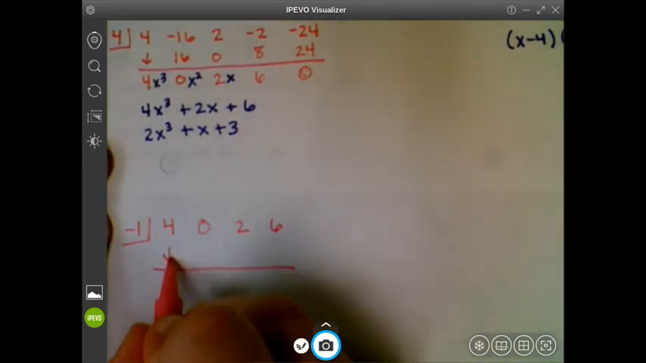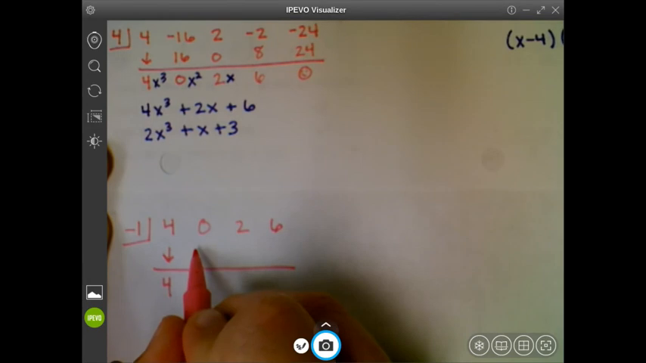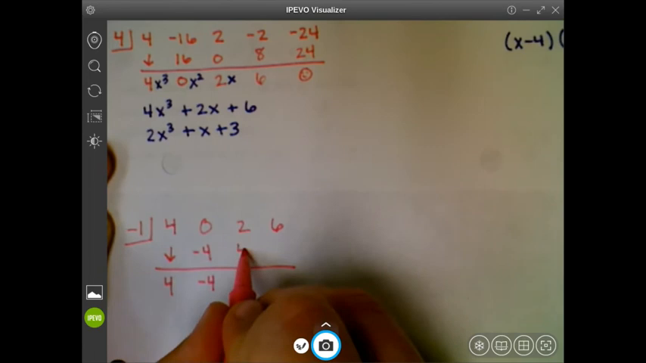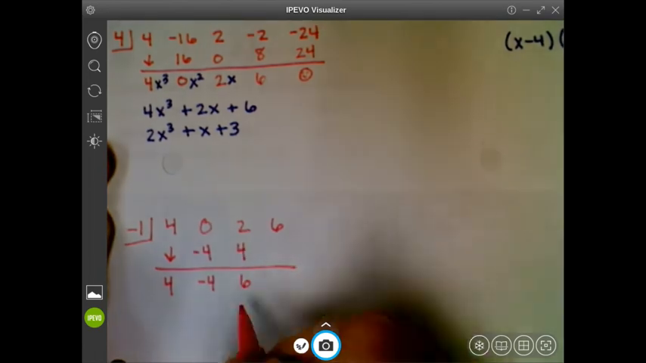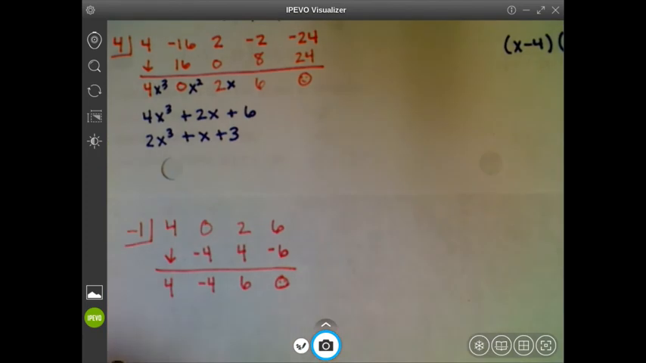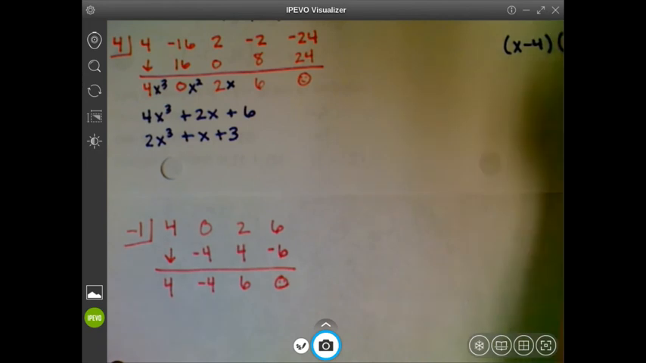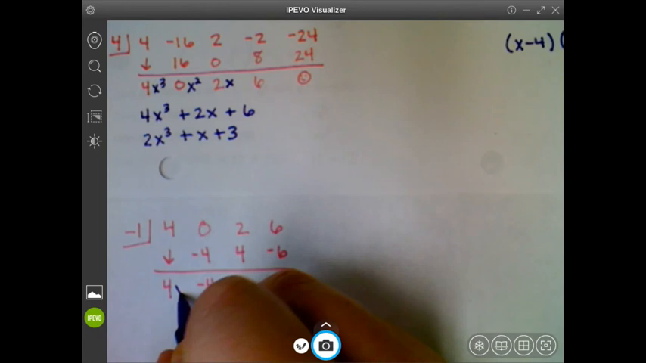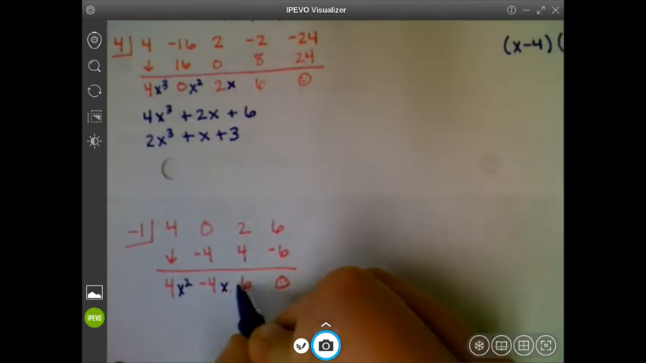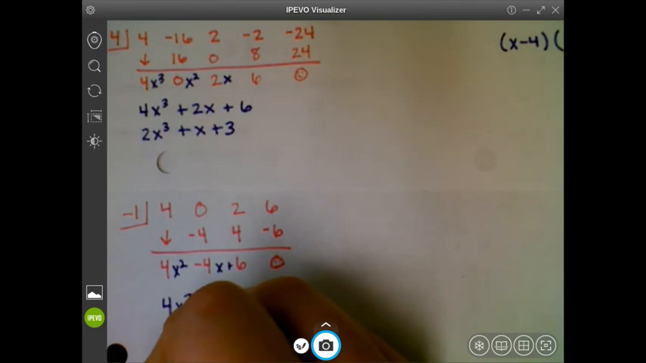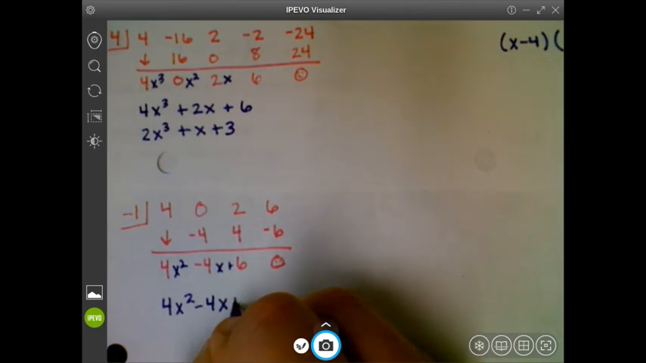So the 4 comes straight down. Multiply, add, multiply, add, multiply, and add. And we do get a 0 at the end, which is good news. So because these came from the cubic here, that means that this is now an x squared, an x, and just a constant term there. So my new polynomial is 4x squared minus 4x plus 6.